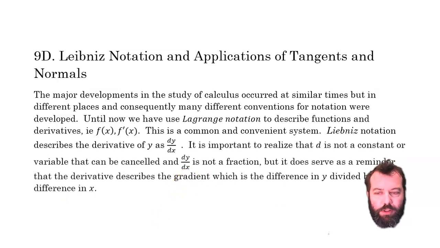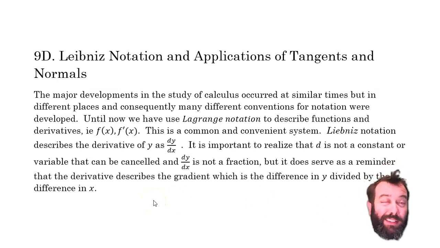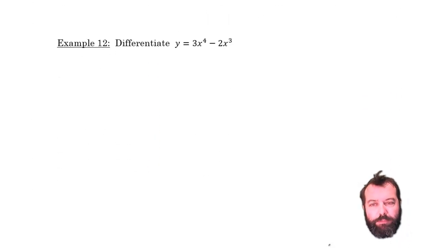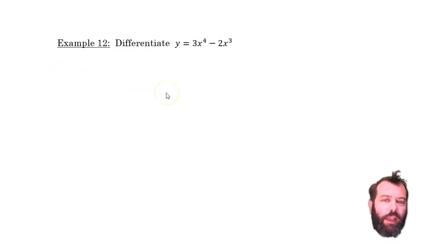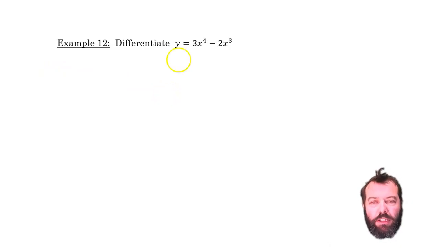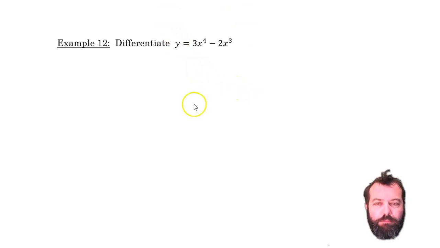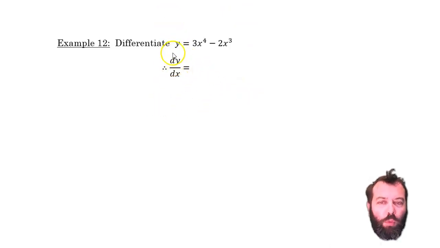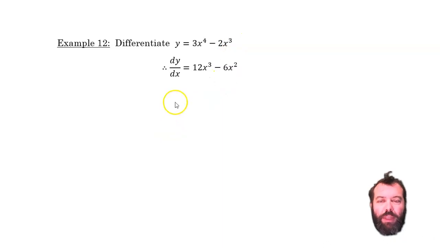So it's not a constant, it's not a variable. You can't cancel it. It's not really a fraction. However, we sometimes get away with treating it a little bit like a fraction. Anyway, enough of that. Let's have a look at this example. We're just going to use some Leibniz notation to begin with. When I differentiate this, I say the derivative: if y equals this function, then the derivative dy on dx equals, well, the 4 comes down, multiplies by the 3, gives me 12x to the power of 3. And then a 3 comes down and reduces by 1, so minus 6x squared. Rightio, there you go, Leibniz notation.